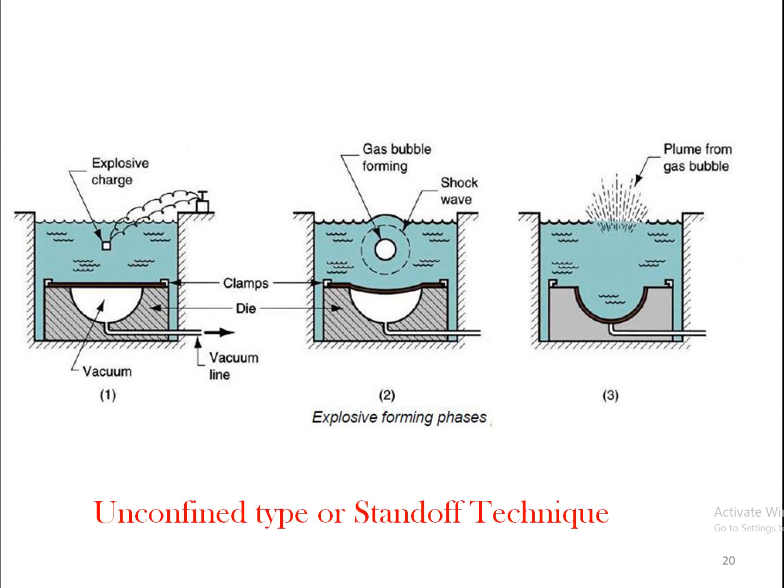Now, this type of explosive process, whatever we have spoken of, is also called a standoff technique or unconfined type. It is called standoff because the explosive is kept at some distance, or at some standoff distance, from the workpiece. It is not at contact. There is a standoff distance. Therefore, it is also called unconfined or non-contact type or a standoff technique.